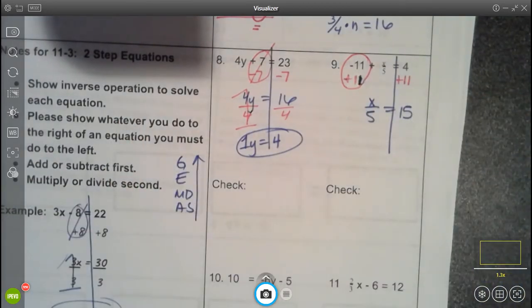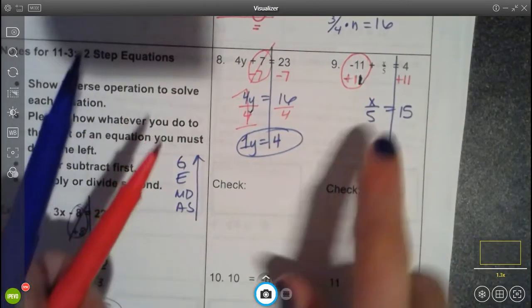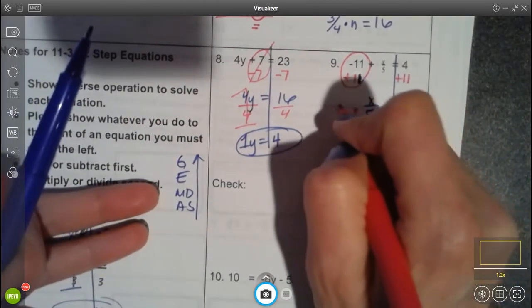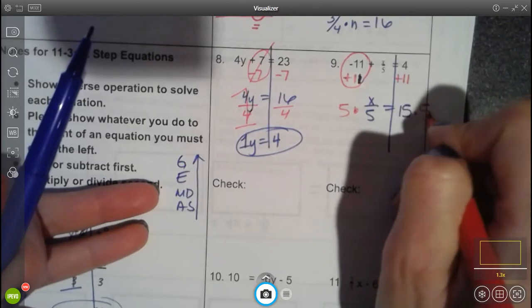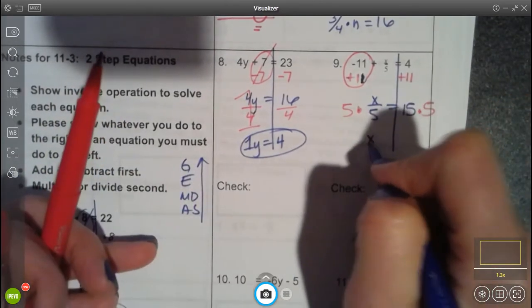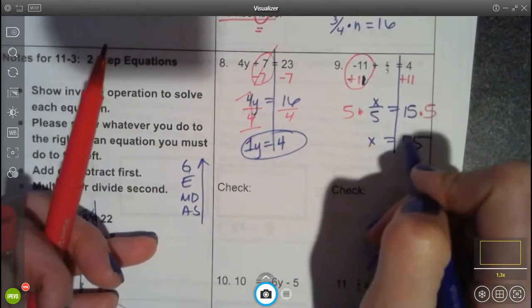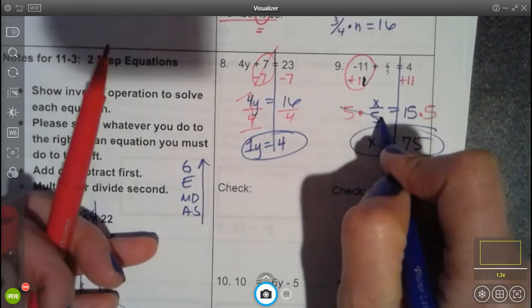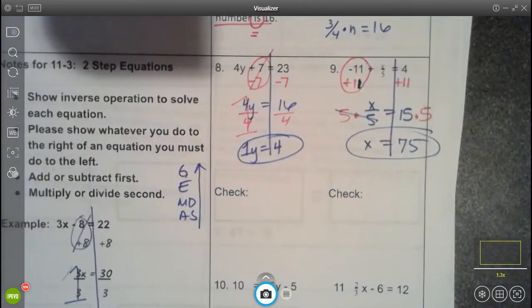Now I'm going to do my second operation and get rid of the dividing by 5. The opposite of dividing by 5 is timesing by 5. So x is equal to, I believe, 75. And remember, that is really 1x. Those 5s cancel each other out.